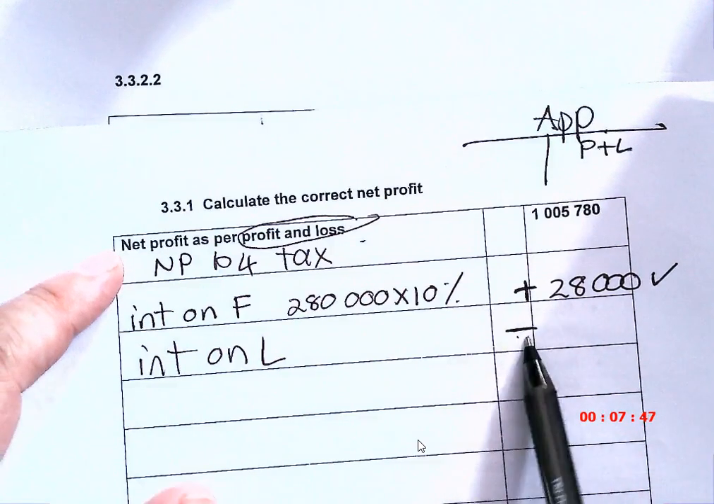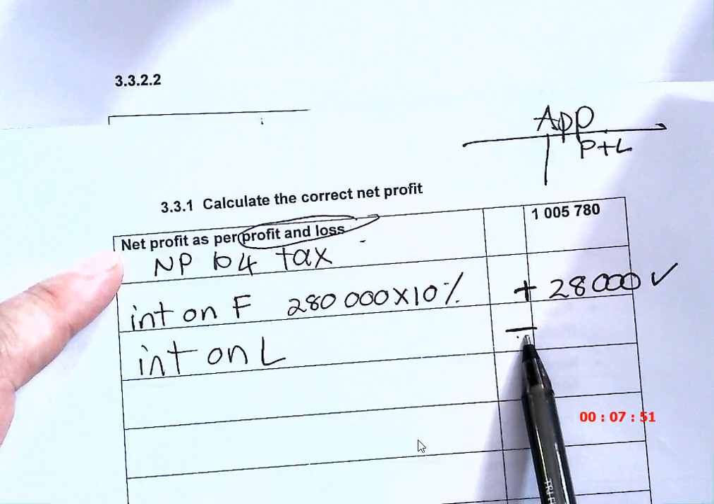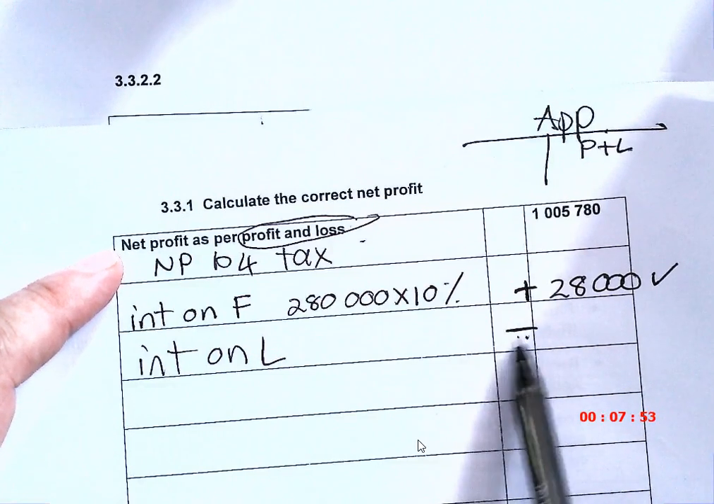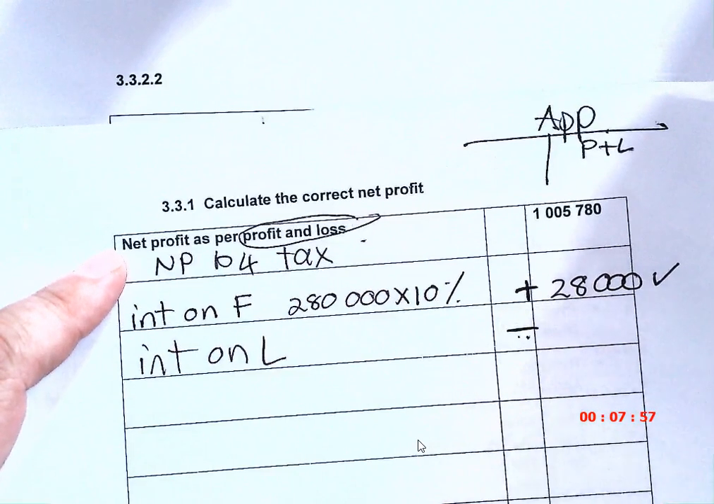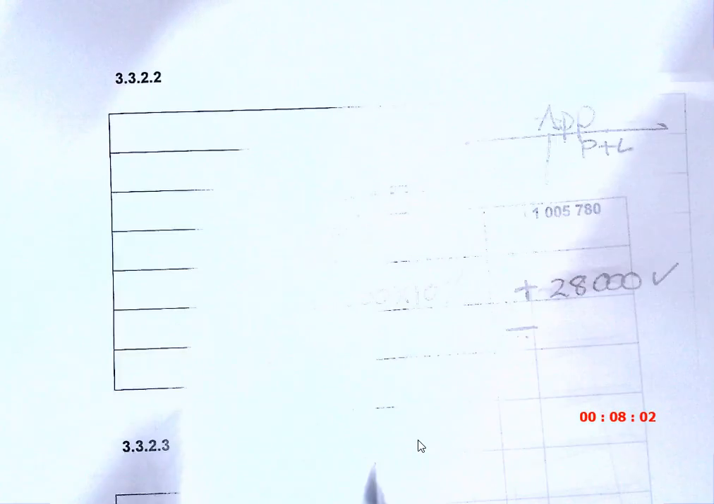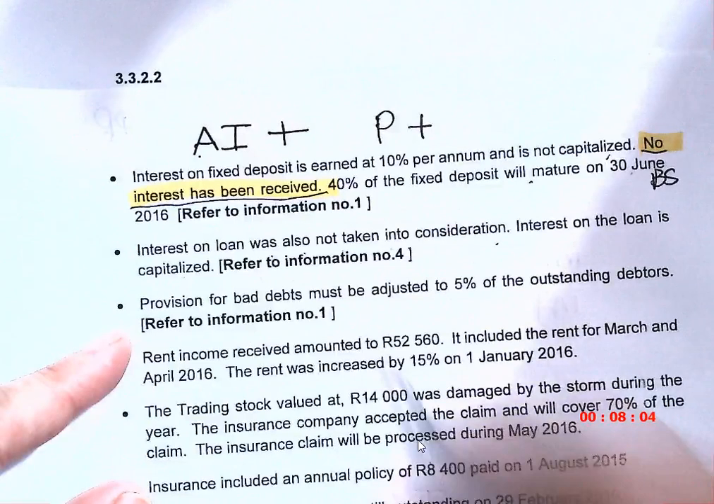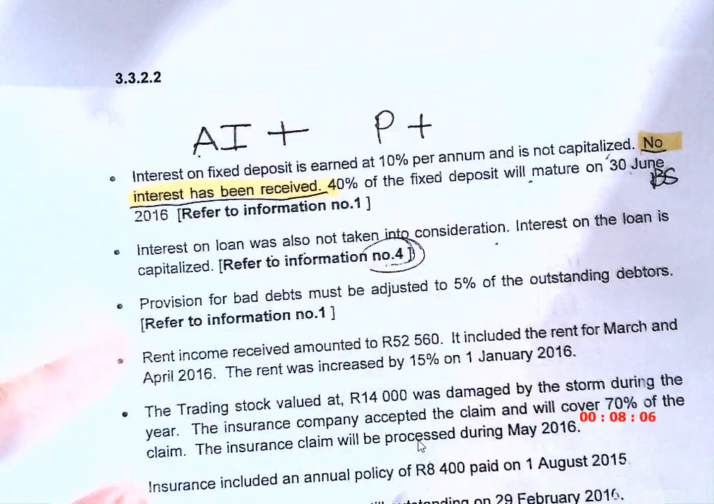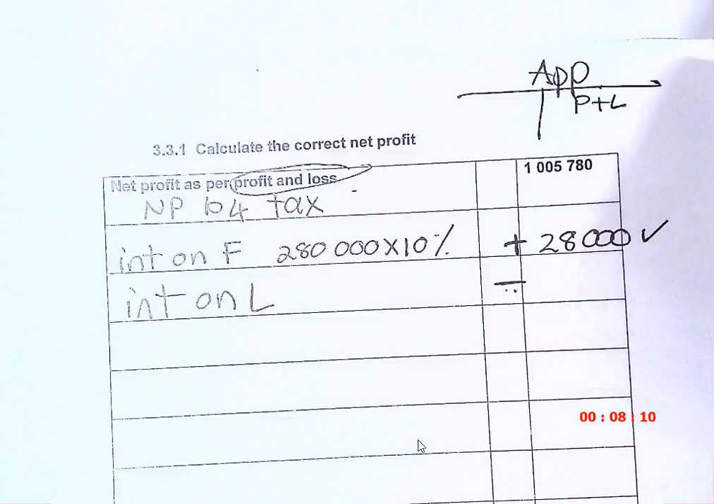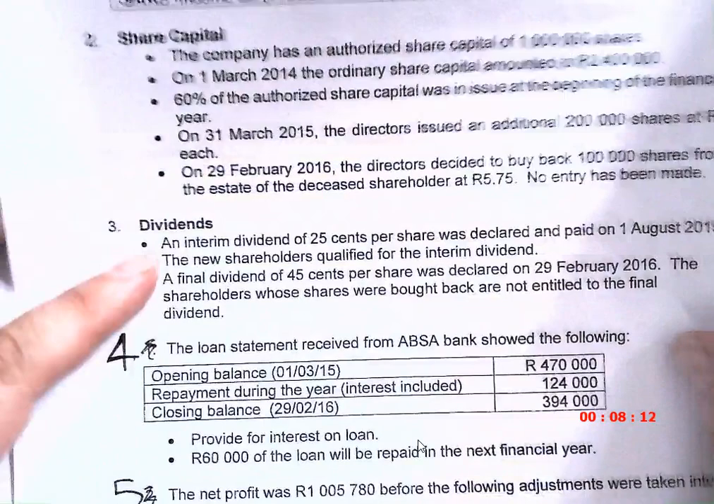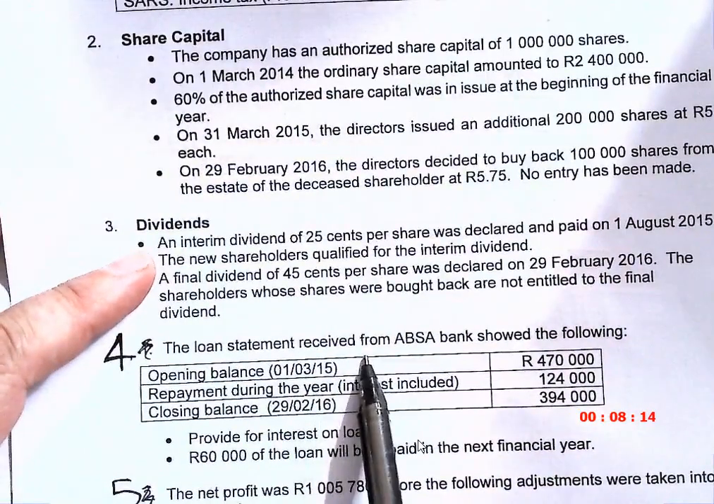You can use the signs like I do here, or you can use brackets for the minus. Remember, if there's no sign or brackets, we assume it's a positive. Okay. Now, they say refer to info 4. Now, if I go to info 4, they say the loan statement received from Absa showed the following.